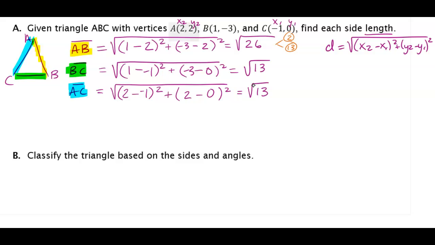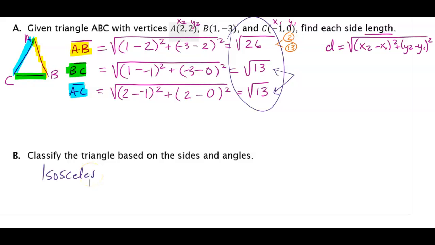For part B, it asks us to classify the triangle based on its sides and angles. So we can answer the question about what kind of triangle it is based on its sides right now. Remember that there are three kinds of triangles. There's scalene, which means none of the sides have the same length. Isosceles means that two have the same length. And equilateral means that all three are the same. So if you look at our three numbers that are up here, I can see that these two are the same. So that means I have two sides that are the same, so this would be an isosceles triangle.